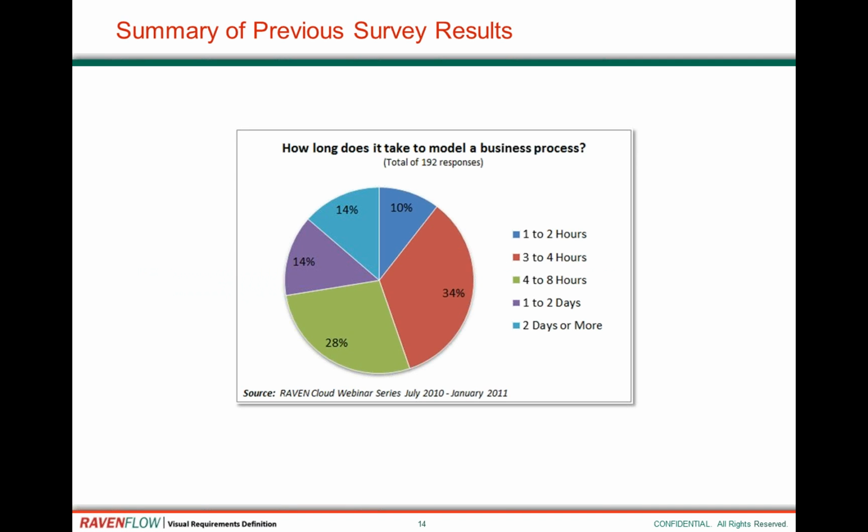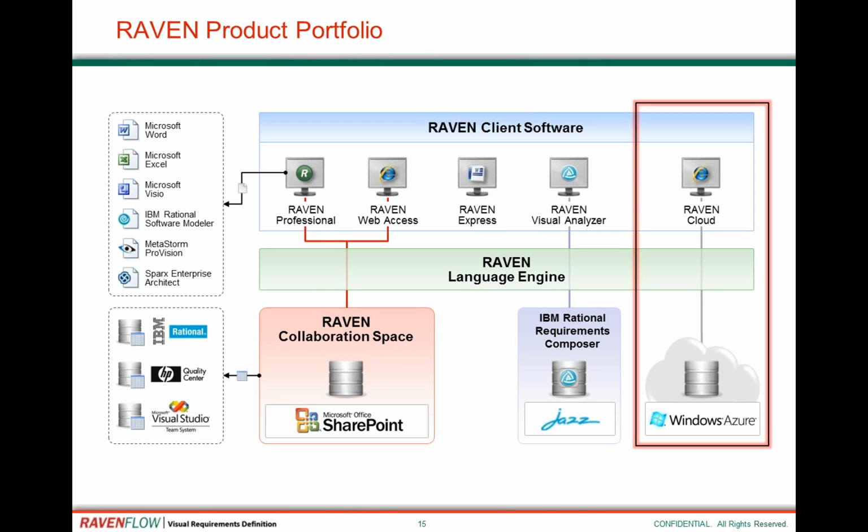And if you, once again, look at the historical results for the same type of information, how long does it take to model a process on average? Well, you can see 10% in the 1 to 2 range, 34% in the 3 to 4 hours, 4 to 8 hours 28%, et cetera. So again, this is just to give you a sense of what kind of effort is involved, and to really help quantify that this is a time commitment that's very significant in the scheme of your overall project responsibilities.